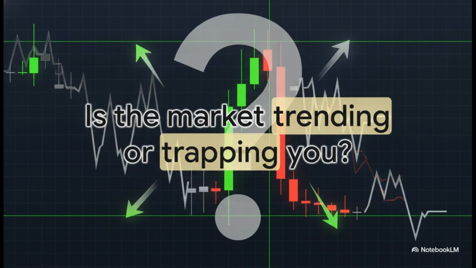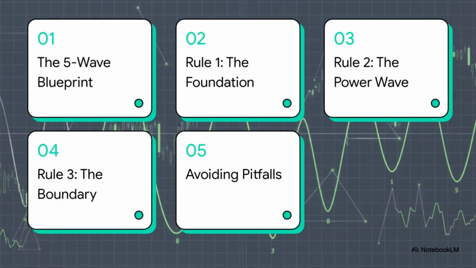But how do you actually know if a market is truly trending or just baiting a trap? Well, the secret sauce is understanding wave structures. Once you can read the internal anatomy of a move, you stop guessing and you start calculating. Here's the masterclass syllabus for today's explainer. We're going to hit the 5-wave blueprint. Rule 1, the foundation. Rule 2, the power wave. Rule 3, the boundary. And we'll wrap up with avoiding common pitfalls.